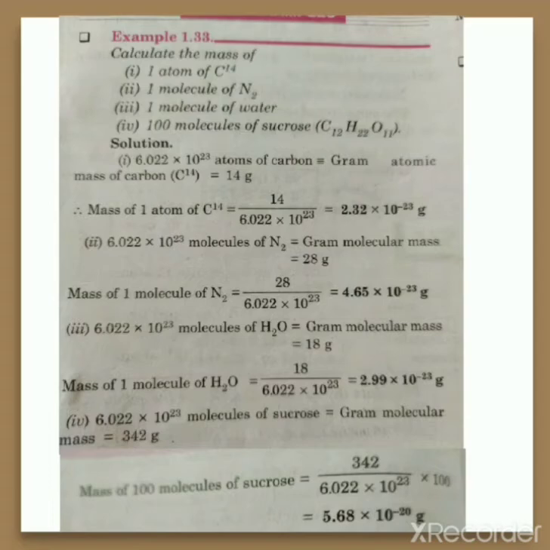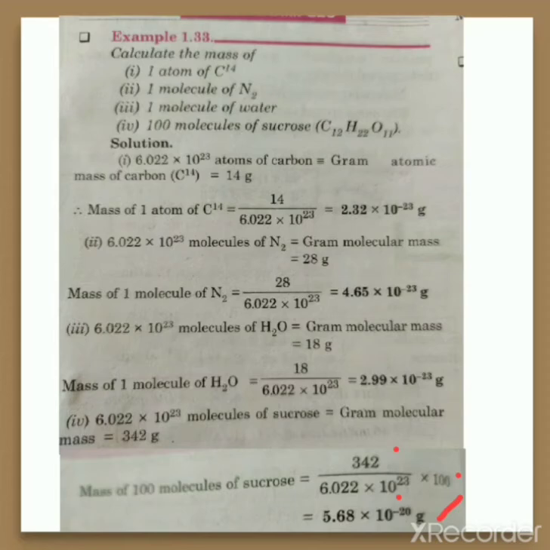So the question is, you have to find out for 100 molecules. Let us find out first for one molecule. How much will be the mass for one molecule? That is 342 divided by this. We will get the mass for one molecule of sucrose. But in the question it is asked for 100, so you have to multiply with 100. So we will get the value, that is 5.68 into 10 raised to power minus 20 grams.